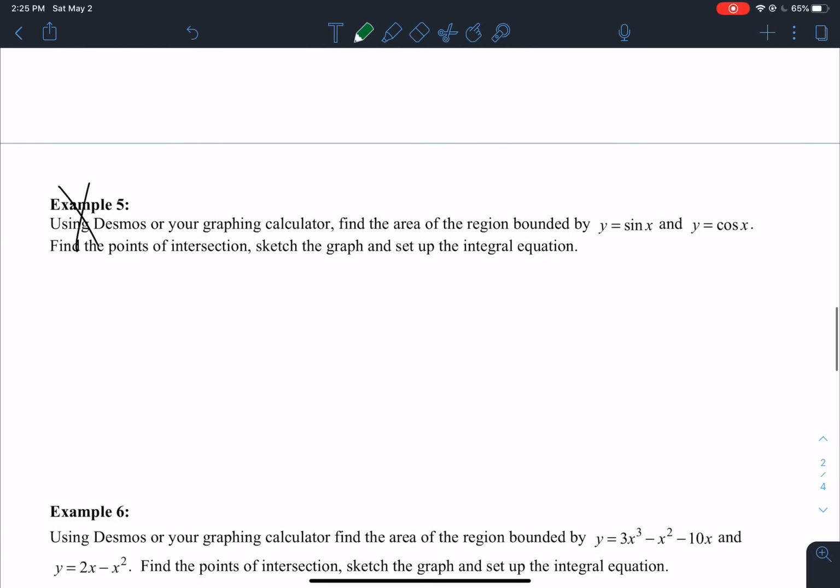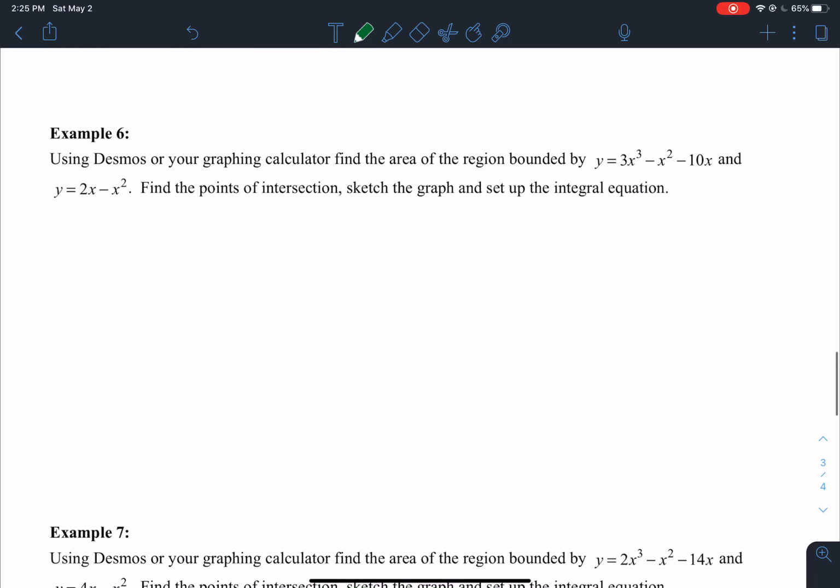Okay, so I'm going to skip a couple, and then I'm going to go down to number 6 here. So it says use Desmos to figure out the region between 3x cubed minus x squared minus 10x, and then 2x minus x squared. Okay, so you guys can use your graphing calculator or Desmos. I think it's pretty easy on Desmos.